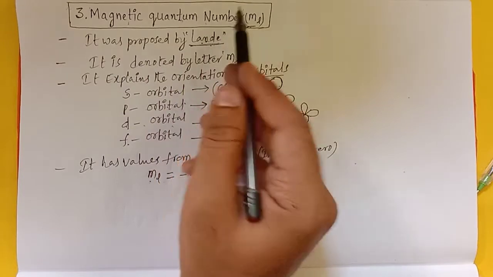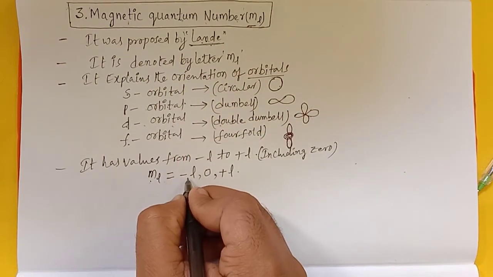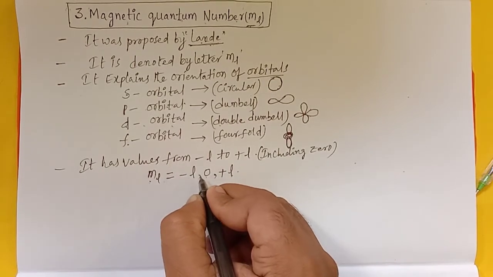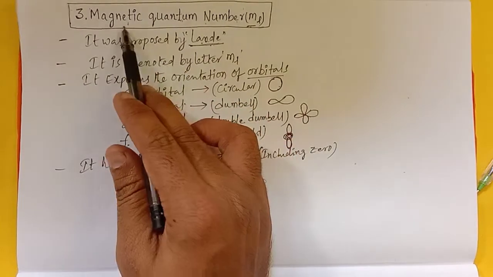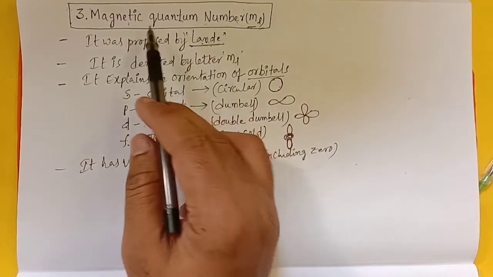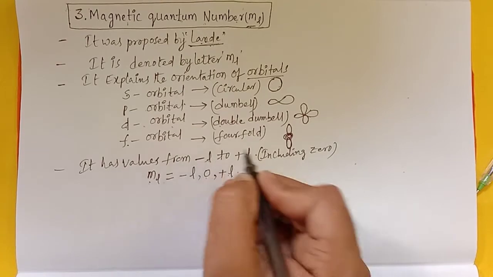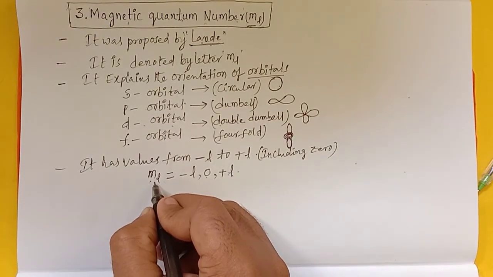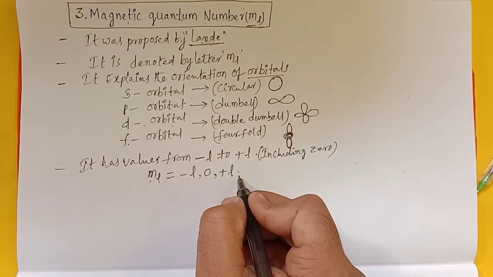The magnetic quantum number exists from minus L to plus L, including 0: minus L, comma 0, plus L. These are the values of the magnetic quantum number. You have to remember these values. So how can you write the magnetic quantum number? ml equals minus L to plus L.